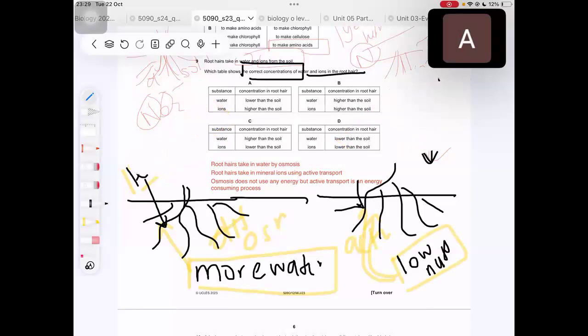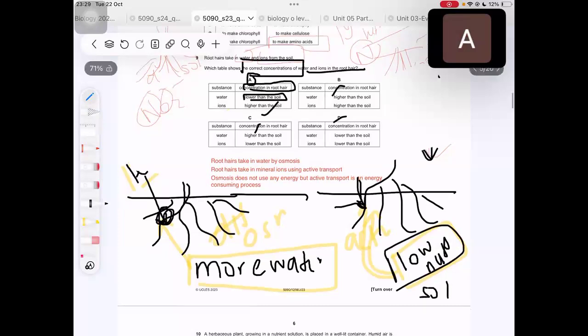Answer A, you can see the water concentration in the root hair is lower than the soil. Yes, if you take the water, the concentration in the root hair is less than the soil. But if you take the ions, it's higher than the soil. Therefore, A is correct. B, C, D are all wrong, because for the ions, the root hairs have a high concentration when compared to the soil.